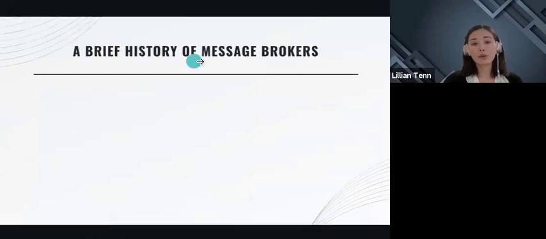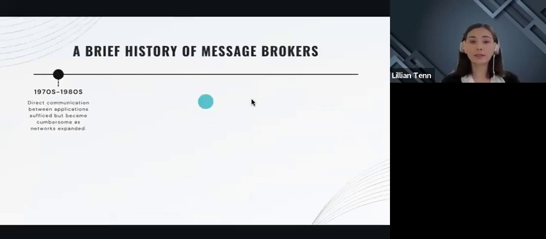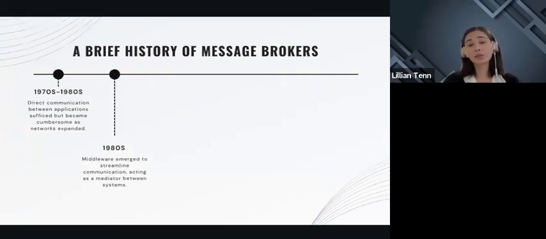The journey of message brokers goes back to the early days of computer networks. Initially, applications communicated directly with each other using their own rules and methods. While this worked for smaller setups, it became messy as networks grew bigger and more complicated. Middleware was introduced to tackle this issue. It acted like a mediator, helping different systems understand each other's language and communicate smoothly. One of the earliest examples of middleware was remote procedure calls, or RPC, which allowed applications to call functions on remote systems as if they were local.